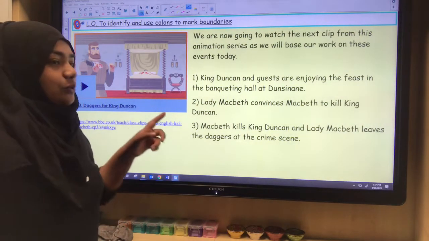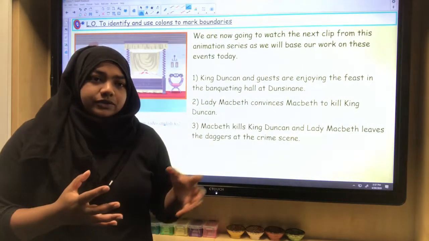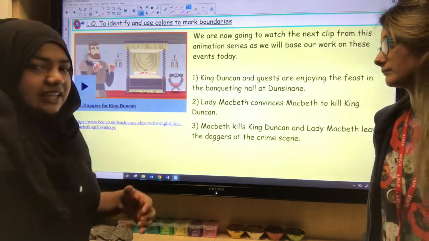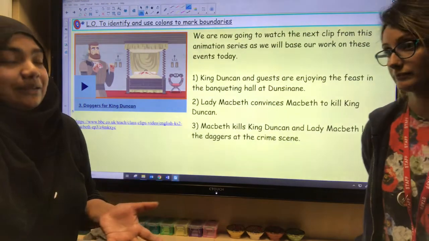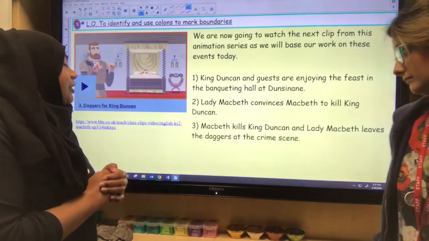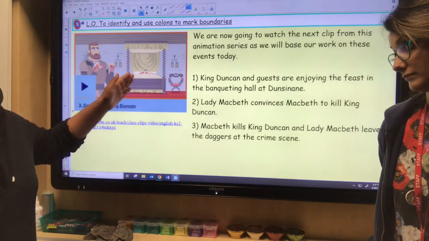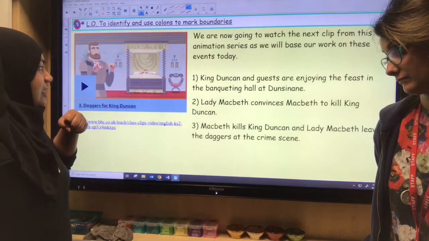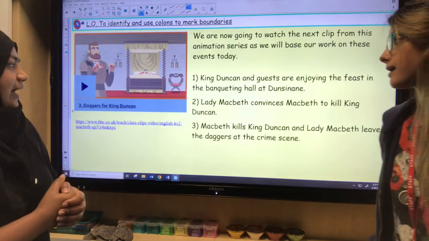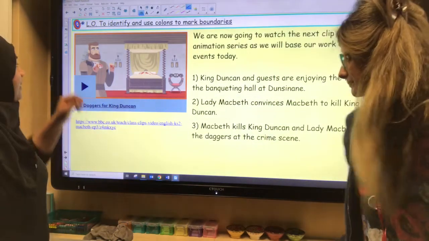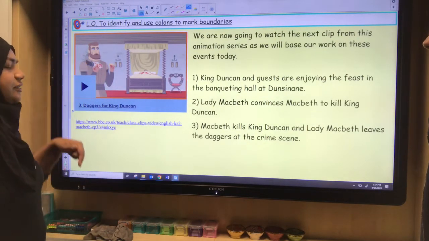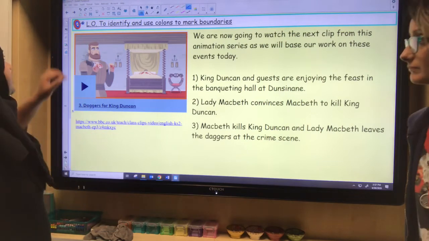And he was really unsure about it because he's been such a loyal servant to King Duncan and he's fought his battles and so on. And to then now turn around and kill him, it just seemed rather perplexing for him. And then number 3, Macbeth kills King Duncan and Lady Macbeth leaves the daggers at the crime scene. So he actually commits the atrocious sin of murdering King Duncan, and then Lady Macbeth has to clear up after her husband's actions. Yeah, and leaves those daggers. You can see the blood-stained hands and so on. And you can see that he's still not sure about what happened and why he did what he did.